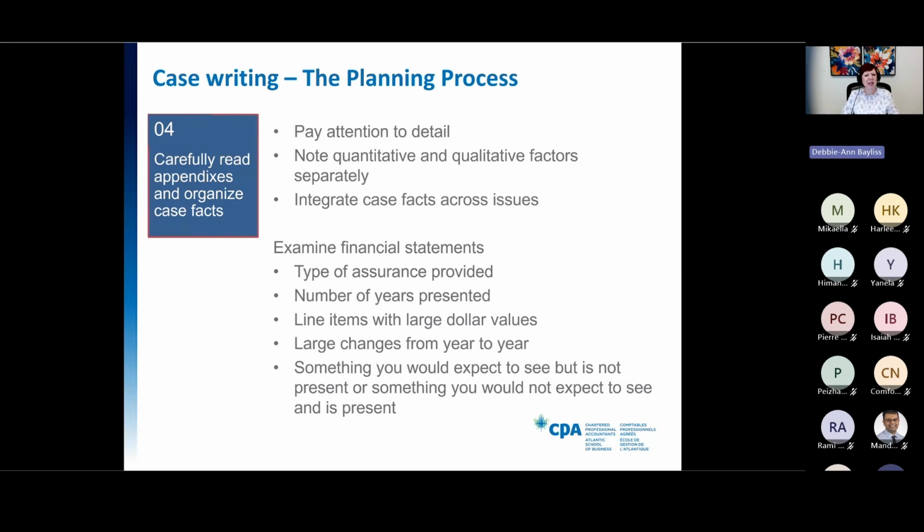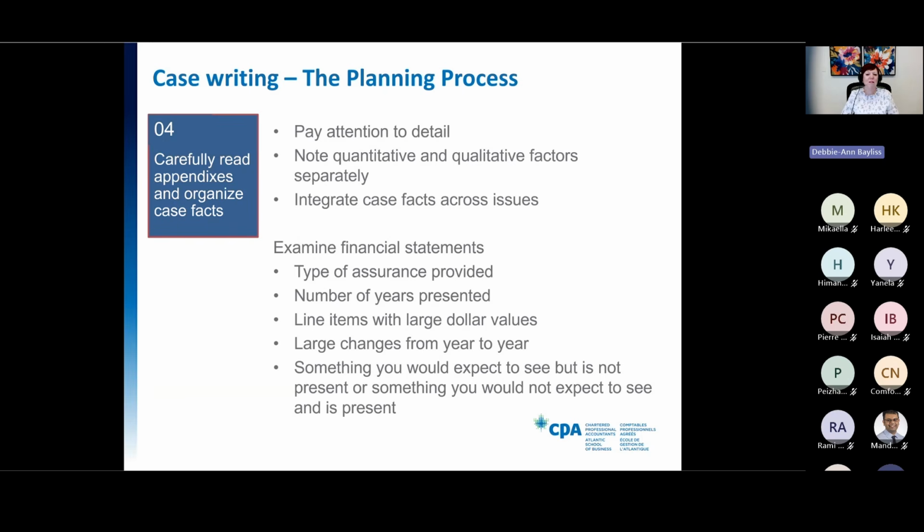Integrate the case facts that apply across many of those required. So again, if a case fact is relevant for more than one required, write that case fact under the first required and then copy and paste it and put that information under the other relevant requireds.